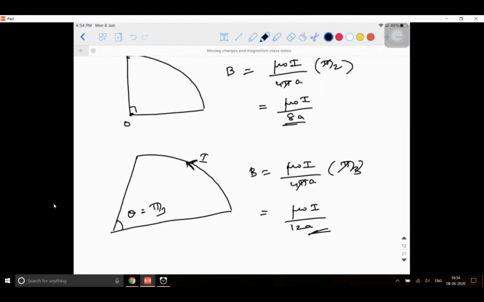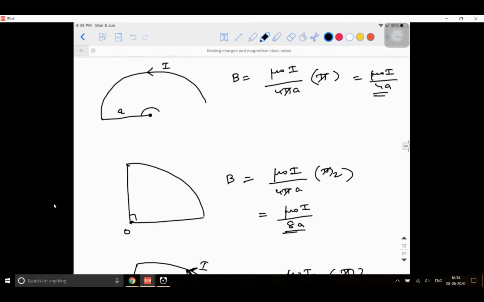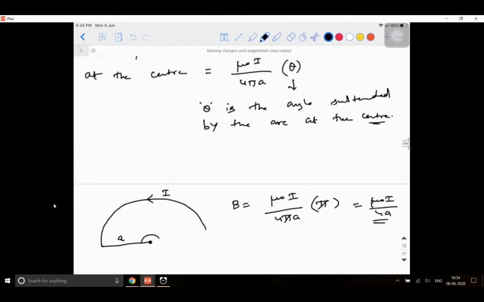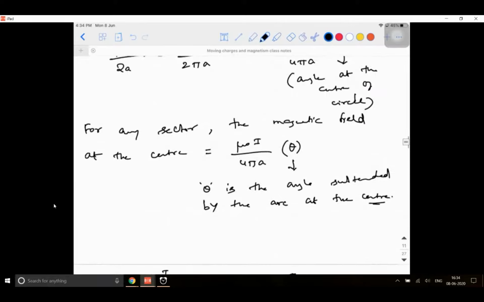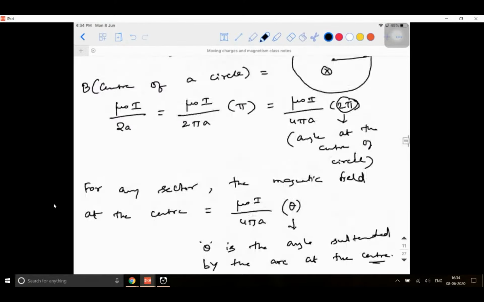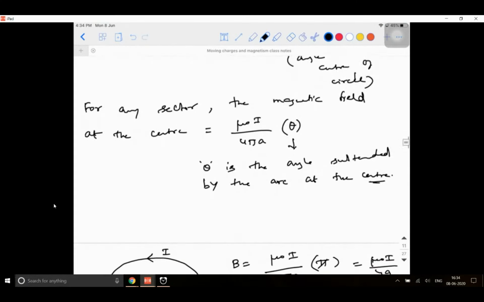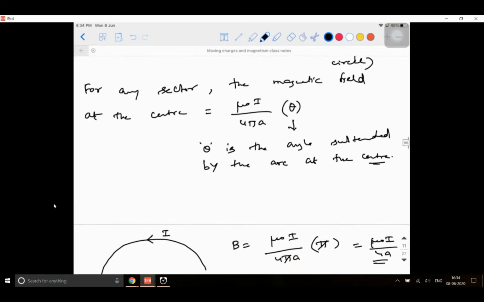Okay, clear. If at all you want to make a note, please let me know, or else I'll proceed with the problems. Anybody wants to make a note? Or you can wait till the class is over, where I'll be sharing the sheet and you can copy. So for now, for this problem solving part, make a note of this formula: mu naught I divided by 4 pi into theta, where theta is the angle subtended by the arc at the center.